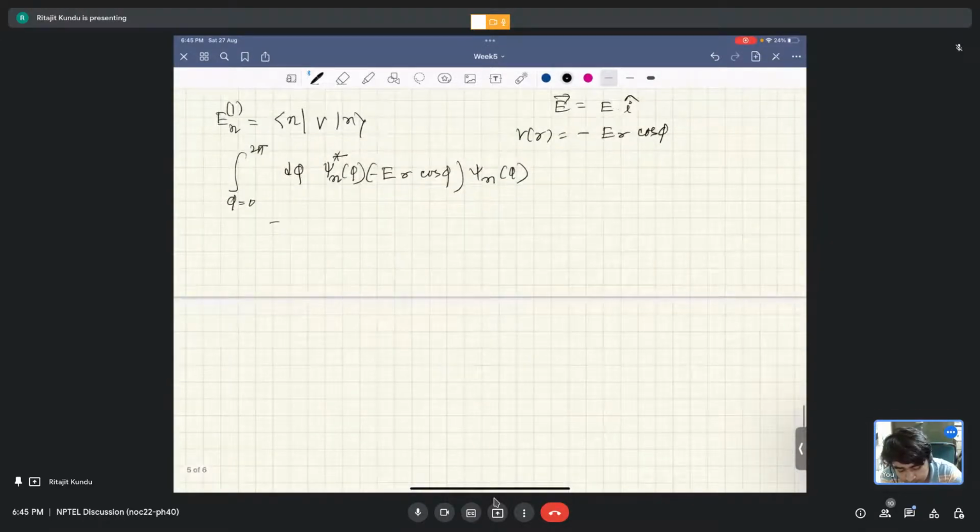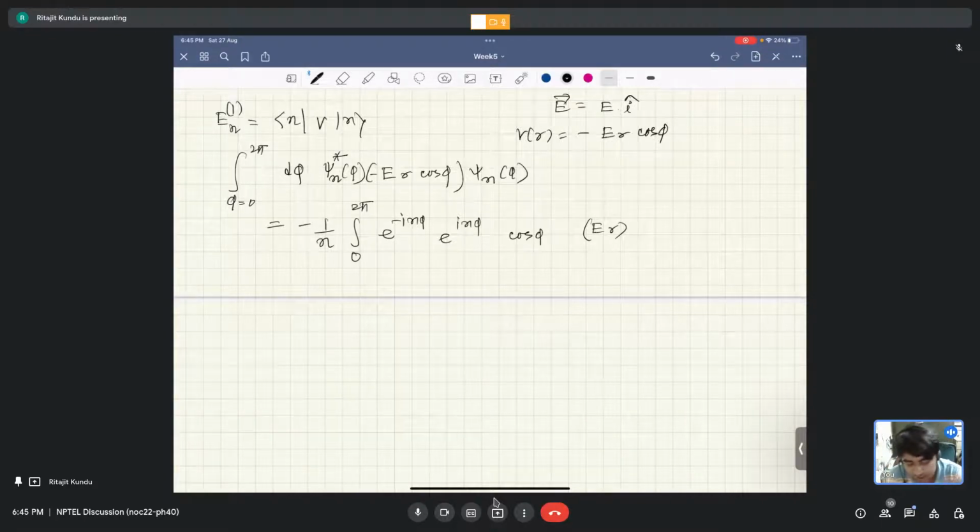Now you plug in the forms of the wave functions here, integrating from 0 to 2 pi. The psi n's are nothing but 1 by root 2 pi, e to the power i n phi, and there is cos phi. The e times R are just constants. So you see this becomes 1, and then there is just one integration with cosine of phi.